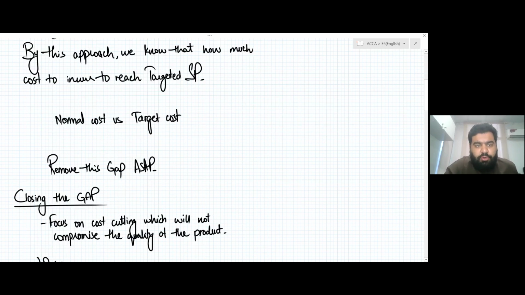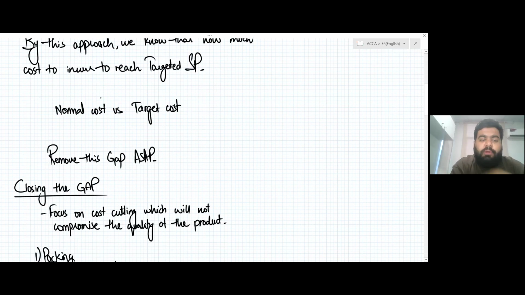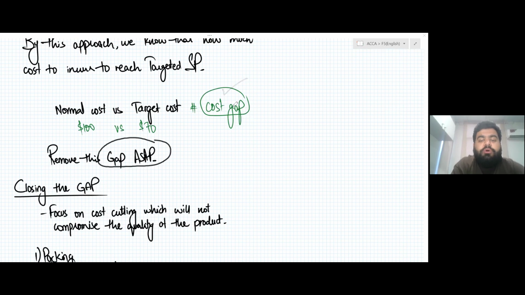Okay, let us go to the next point. That normal cost, as we have calculated, was 100 versus what's our target? Our target is $70. The difference between both of them is known as the cost gap. You have to remove this cost gap as soon as possible. Because as soon as you remove this gap, obviously you can sell at the standard selling price of the market, and the customer will buy the product easily from you.